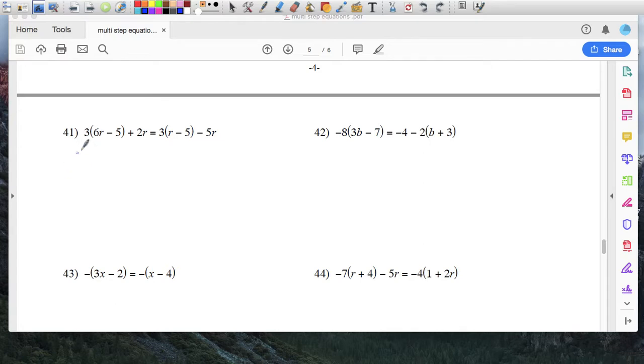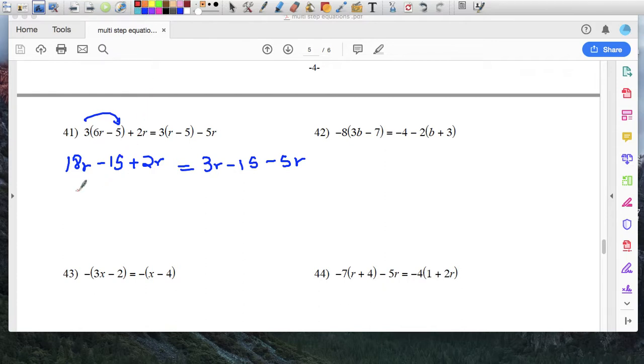Distributive property first. Yeah, 3 times 6 is 18r. Positive times a negative is a negative 15 plus 2r. Equals 3 times r is 3r. 3 times negative 5 is negative 15 minus 5r. So the first thing we did was distributive property.